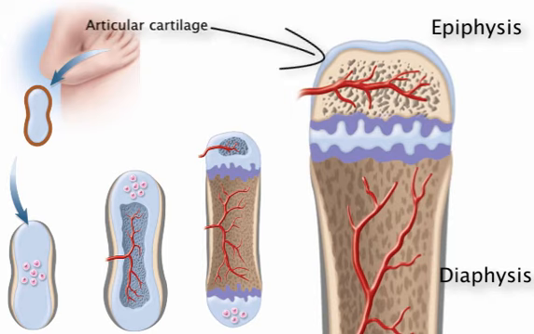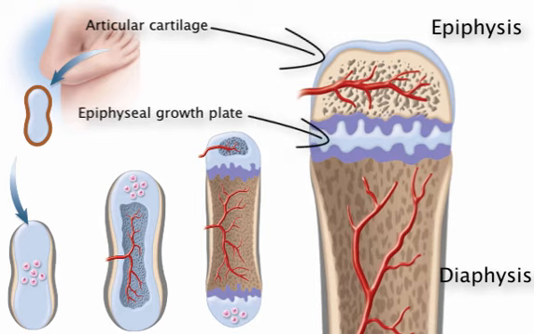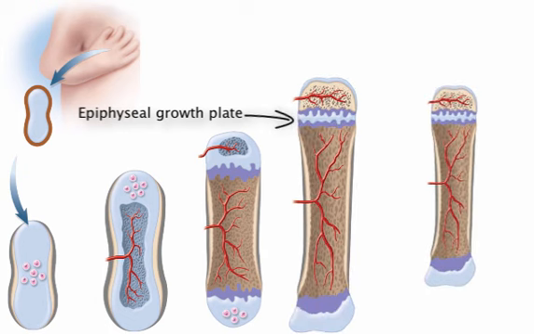The cartilage separating the epiphysis from the diaphysis is the epiphyseal growth plate that allows these bones to grow in length until early adulthood.